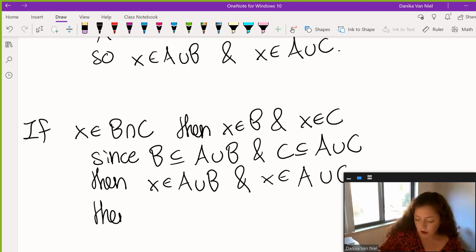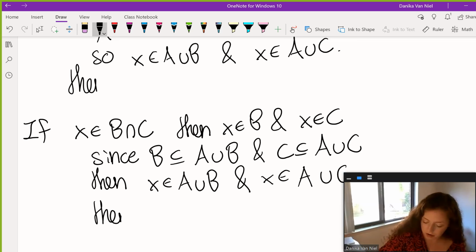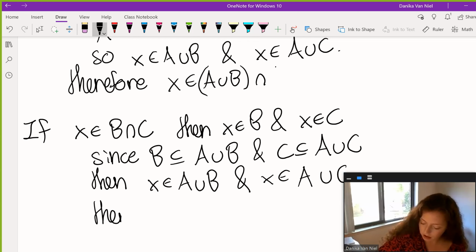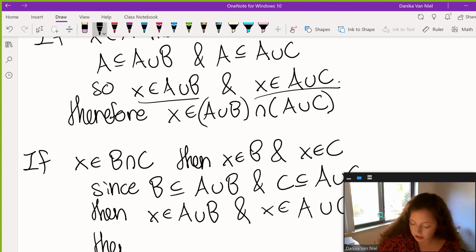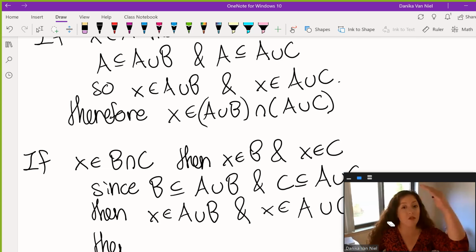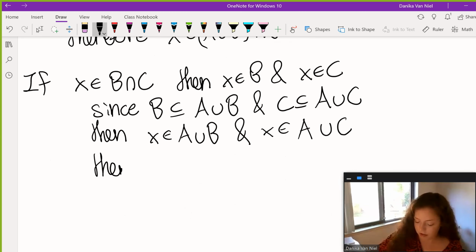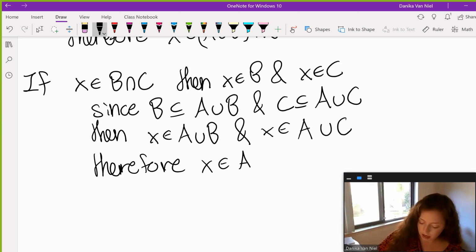All right, so now I want to say here, therefore, X is in A union B intersected with A union C. Okay? Because X was in here, and X was in here, and X is in here. Okay, so that was just one if statement. Now here's our other if statement. And so I'm just going to write the same thing. Therefore, X is in A union B intersected with A union C.